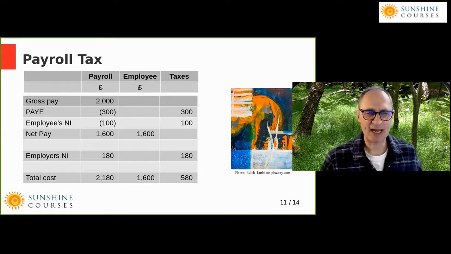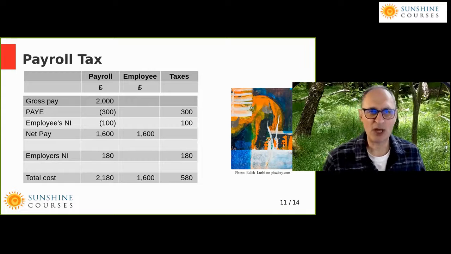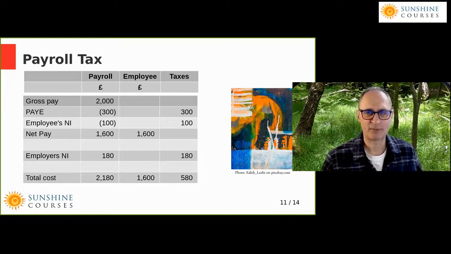There's an additional tax in addition to pay as you earn. This is the income tax that an employee has to pay, called national insurance. This is a contribution to the health service. It's a different type of payroll tax. But again, this is a tax on the employee. And the employee has to pay out of their £2,000 salary a further £100 for the employee's national insurance. So the amount the employee earns net of tax is £1,600.